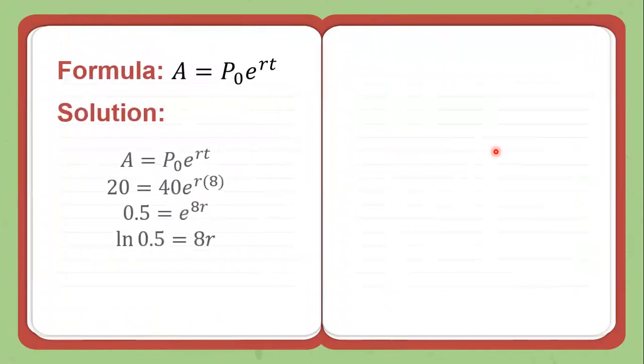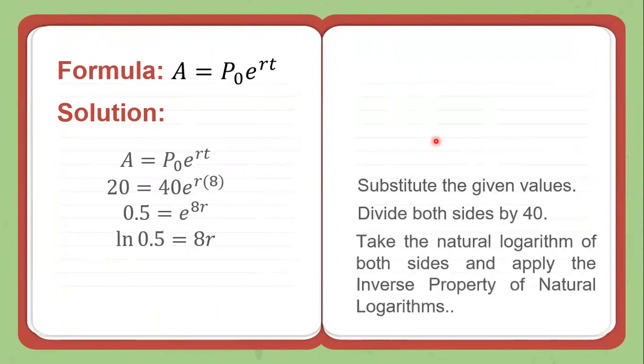So let's proceed to the formula, which is this. And by substituting the given values, we will get the following. 20 is equal to 40 e raised to r times 8. So dividing both sides by 40, we will have 20 divided by 40 is equal to 1 half. In decimal, it's 0.5 is equal to e raised to 8r.